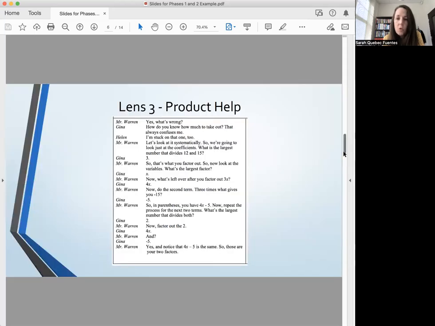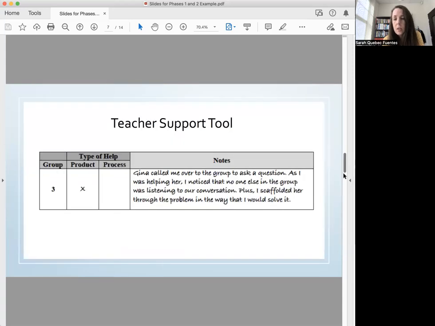With respect to Lens 3, Warren notices that his go-to way of interacting with groups was product help. A common indicator that product help is going on is this teacher-student interaction pattern. I want you to remember that there's 2 other students in this group, and Warren is solely interacting with Gina. Here are Warren's notes with the teacher support tool, indicating that he was giving product help and giving some notes about his observations.